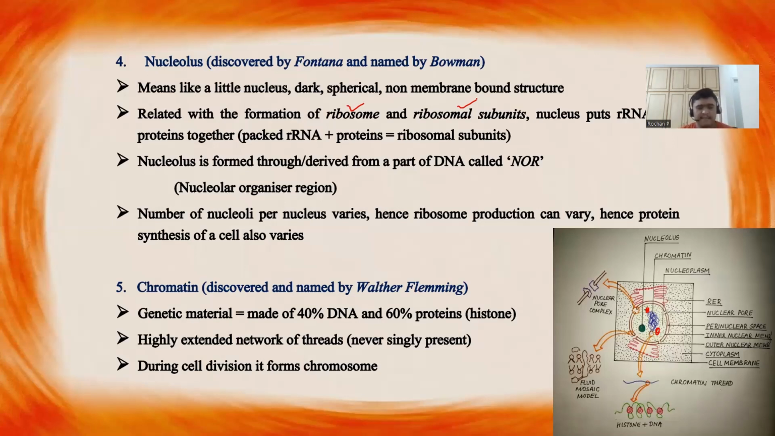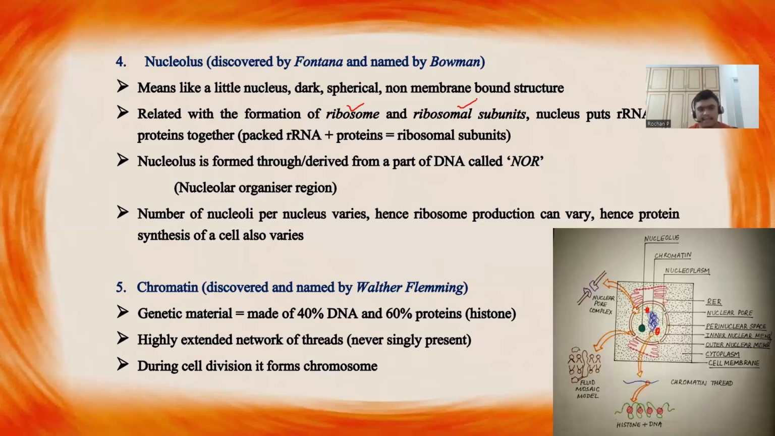So if a cell has, say, 4 nucleoli, and another cell has only 1 nucleolus, the cell having 4 nucleoli can synthesize more protein than the nucleus having only one nucleolus.